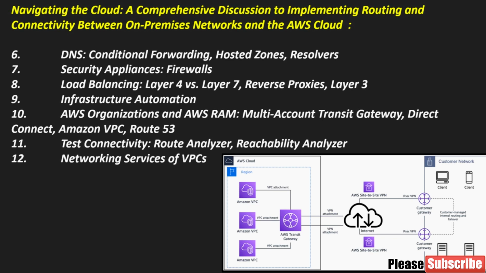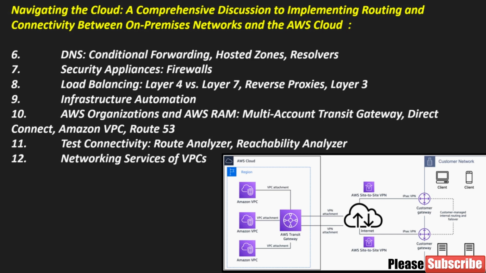So the next will be on testing connectivity, the Route Analyzer and Reachability Analyzer. Regularly testing connectivity is very crucial for identifying and resolving potential issues. So AWS tools like Route Analyzer and Reachability Analyzer aid in diagnosing and optimizing network connectivity.